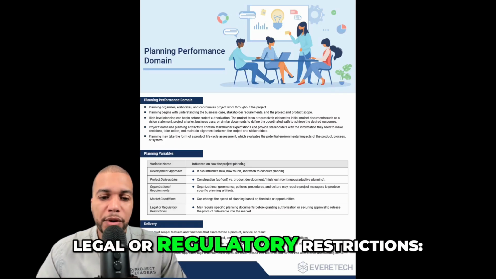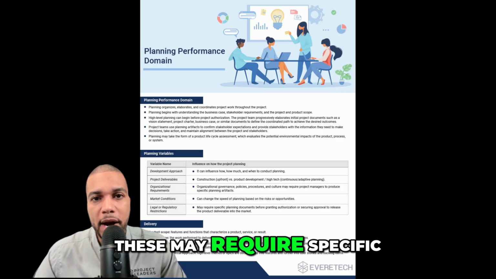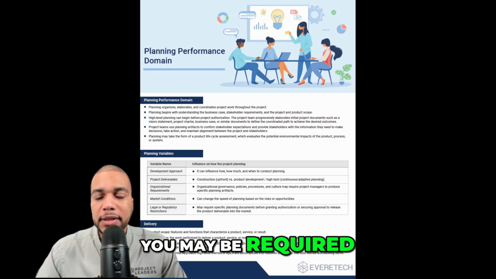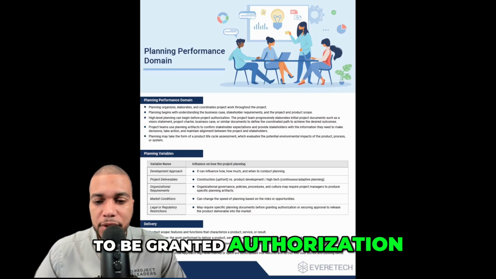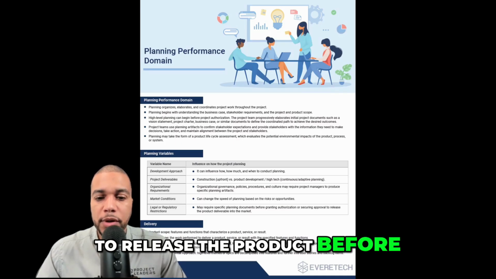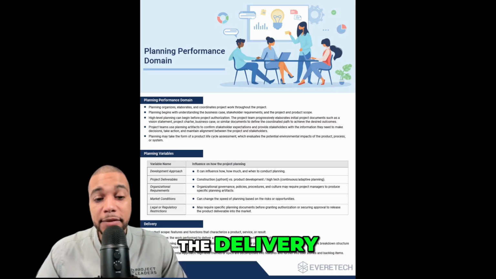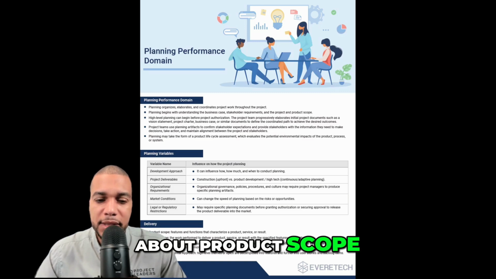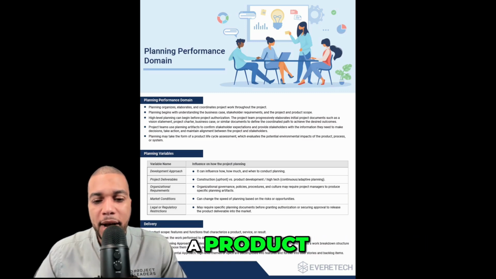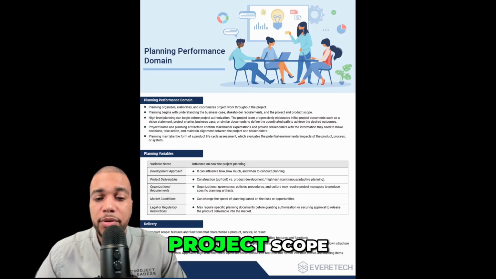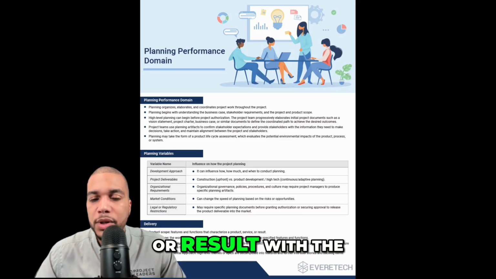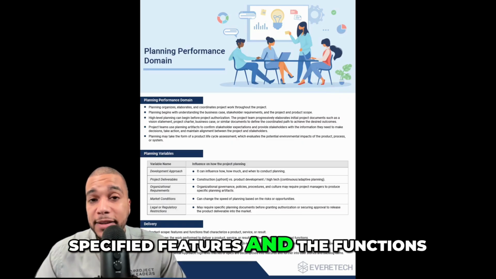Legal or regulatory restrictions. These may require specific planning documents, or you may be required to be granted authorization before securing any approval to release the product before the deliverable can reach the market. The delivery. We're going to first talk about product scope. Product scope is the features and functions that characterize a product, service, or result. Project scope is the work performed to deliver that product, service, or result with the specified features and functions.